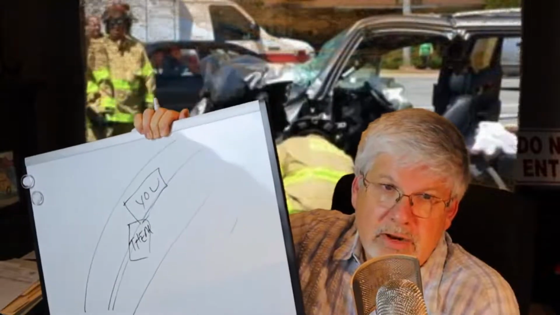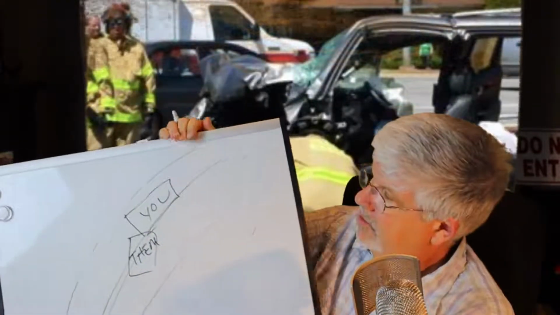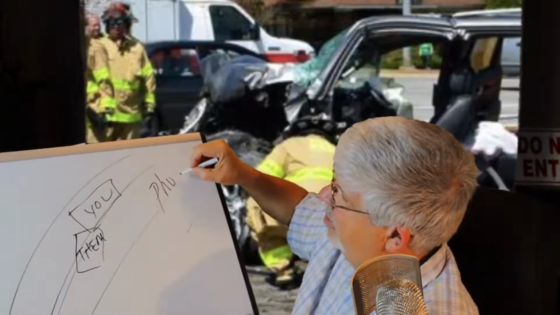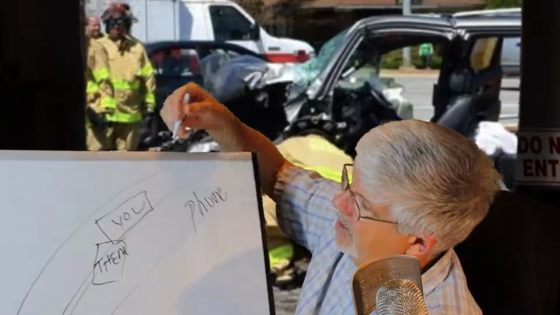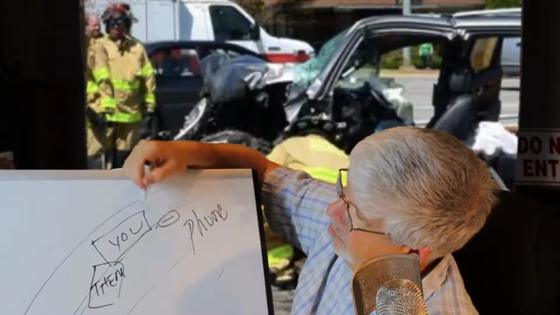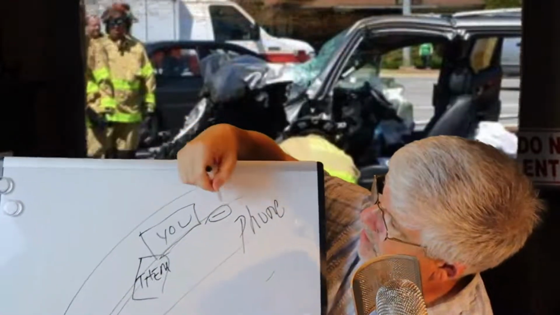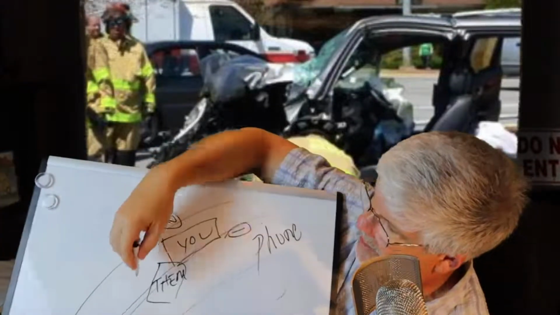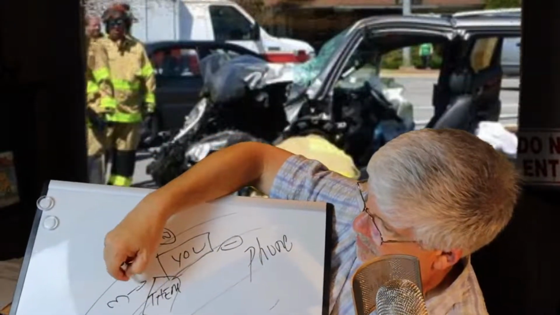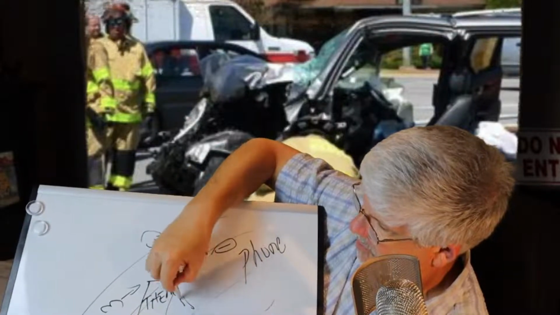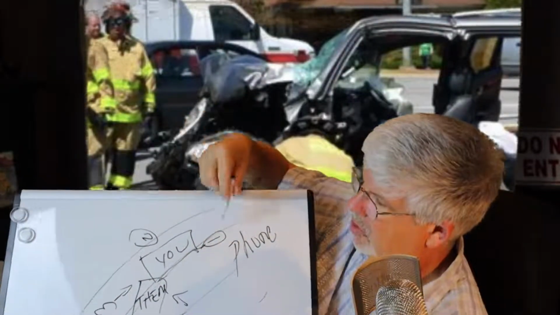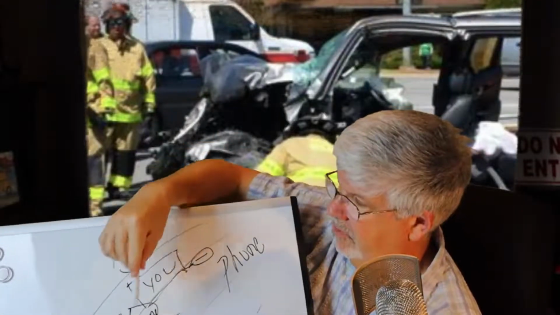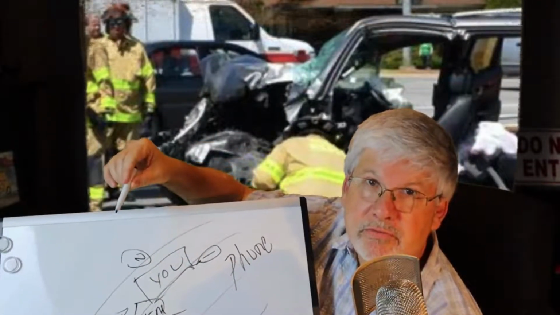So what I want you to write down is to take out your phone and take a picture from 4 locations. So you want to take a picture from behind, from the side, from the front, and from the other side. So you're going around the crash and you're taking a picture from each side before you move the vehicle.